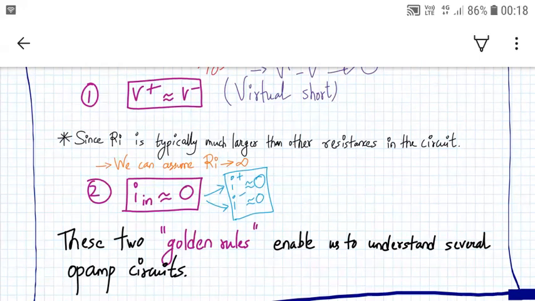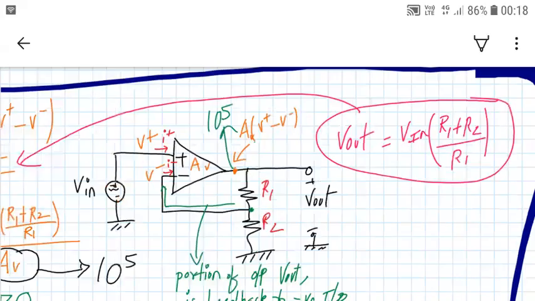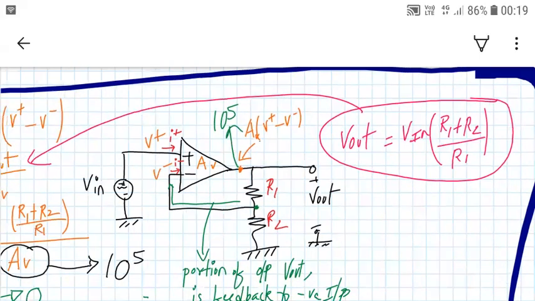Now, let us try to understand with one simple example. So we already know this is my non-inverting amplifier, having external resistors R1 and R2. Basically we have already derived the formula. V out is given by V in times R1 plus R2 upon R1. We have derived this, but we are making one point over here.